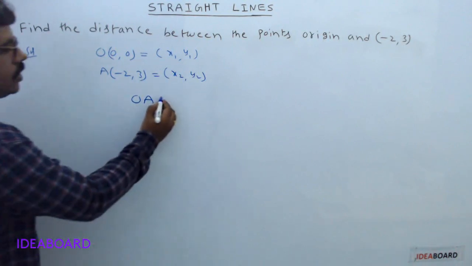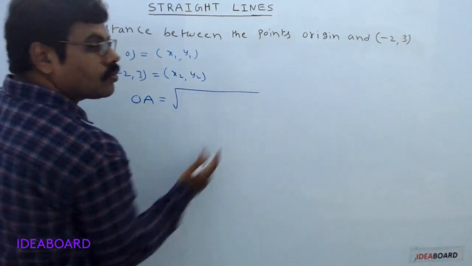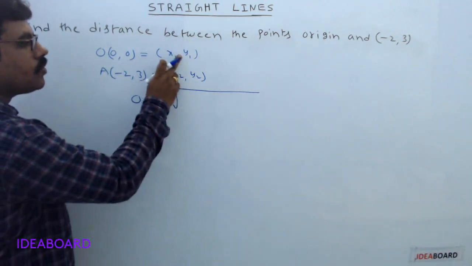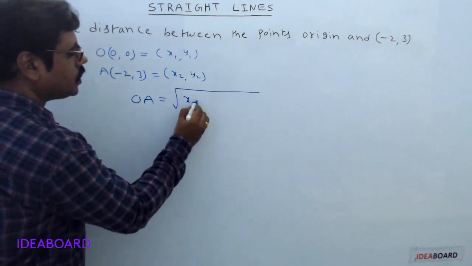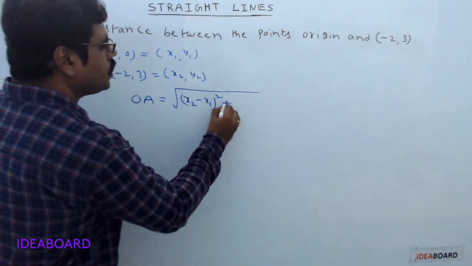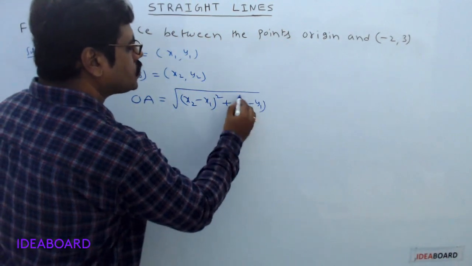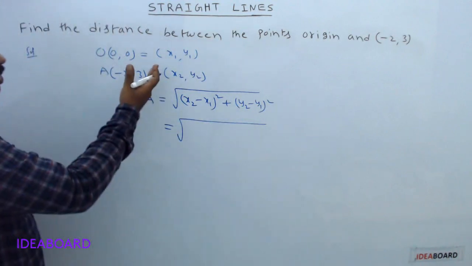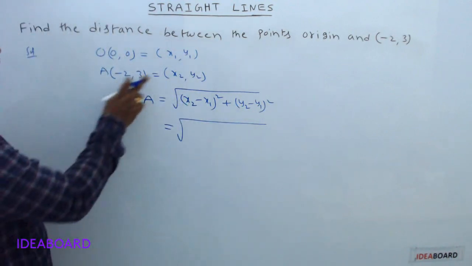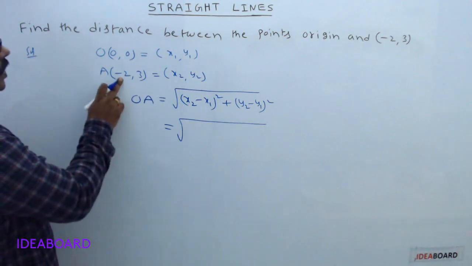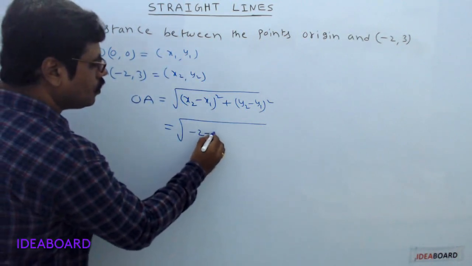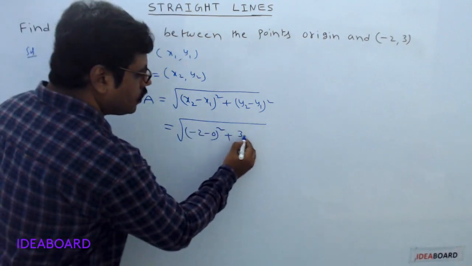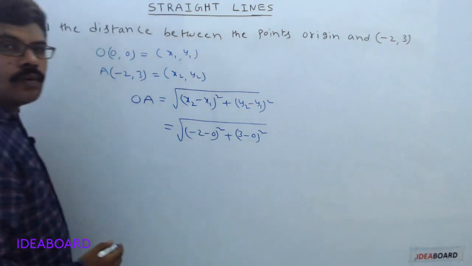OA equals the square root of the difference of x coordinates whole square plus the difference of y coordinates whole square. So that is (x2 minus x1) whole square plus (y2 minus y1) whole square. Now substitute the corresponding values in this formula: (minus 2 minus 0) whole square plus (3 minus 0) whole square.